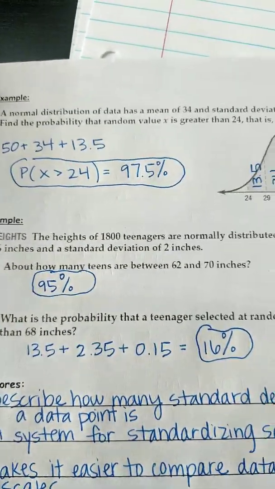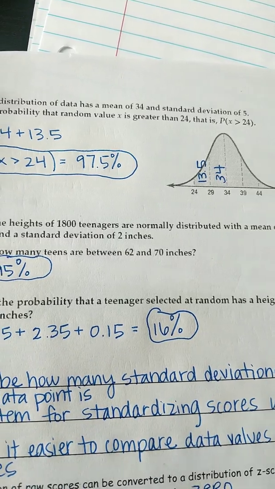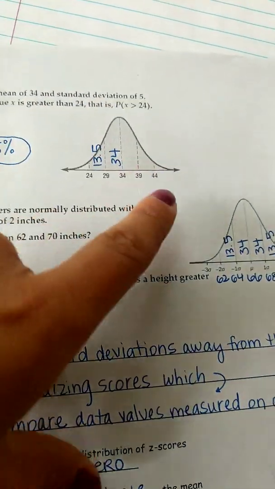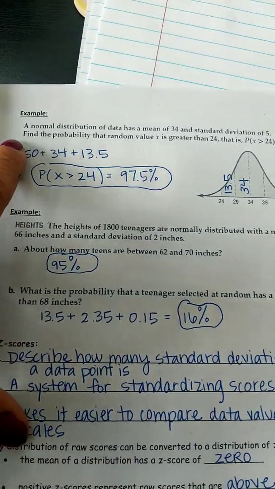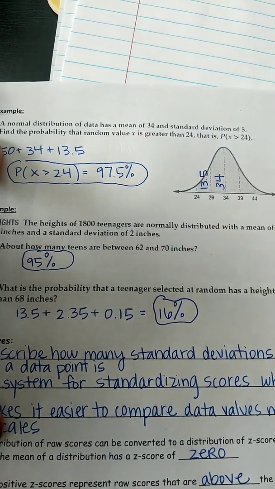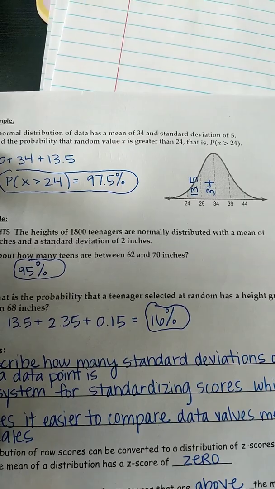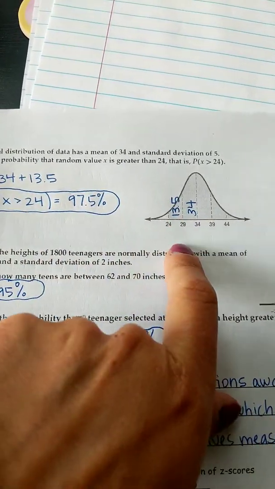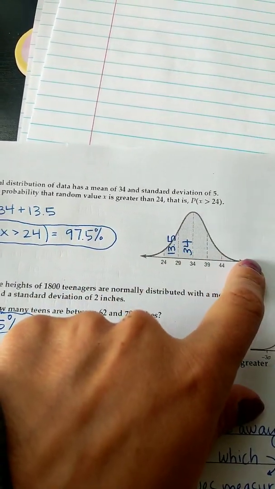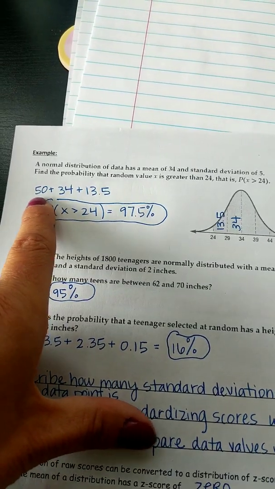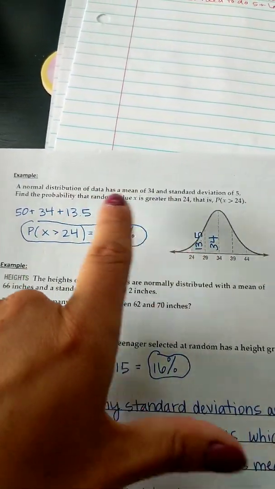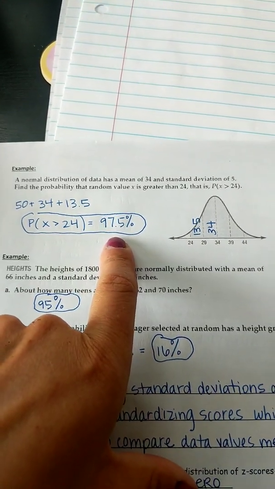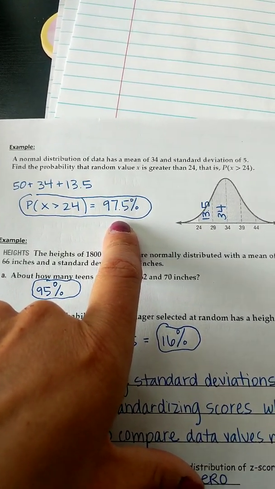It says a normal distribution of data has a mean of 34 and a standard deviation of 5. It's already got our graph labeled for us, 34, they went up and down 5. It says find the probability that a random value is greater than 24. That is, the probability that x is greater than 24. So I know above here is 50%, so I just wrote that as this first 50. And then I filled in these values. So that's my 34, that's my 13.5. I added up, 97.5% chance.